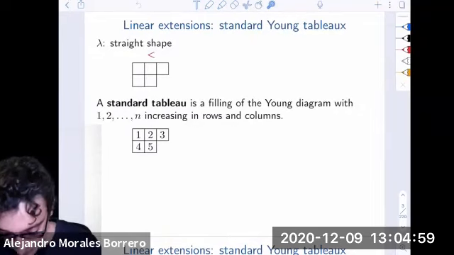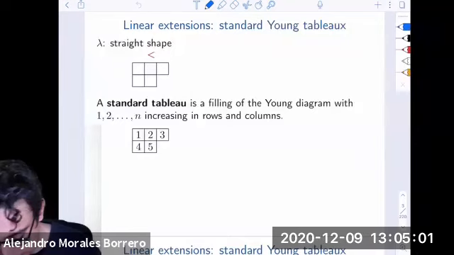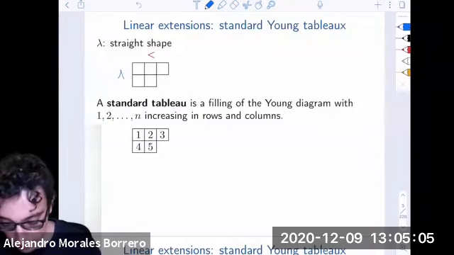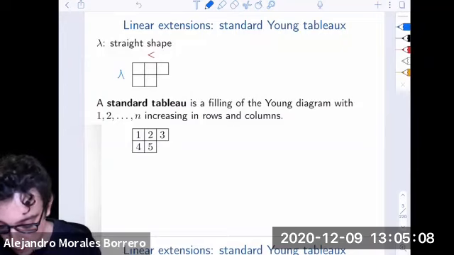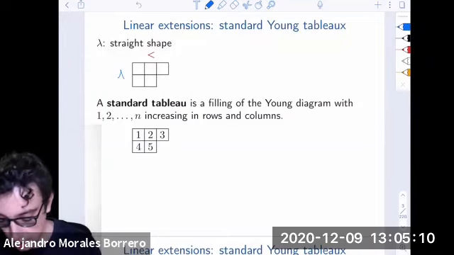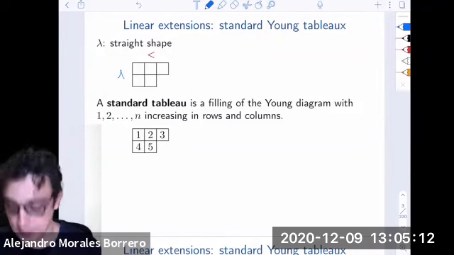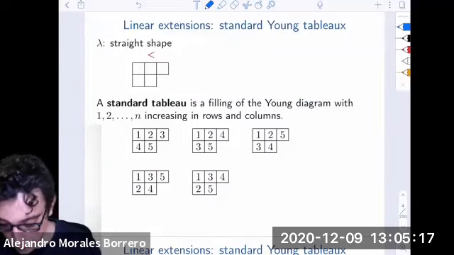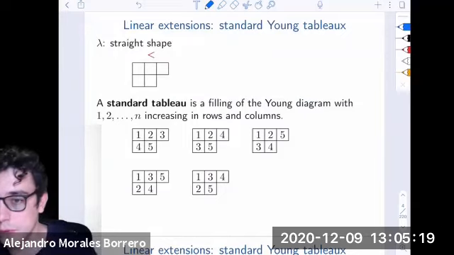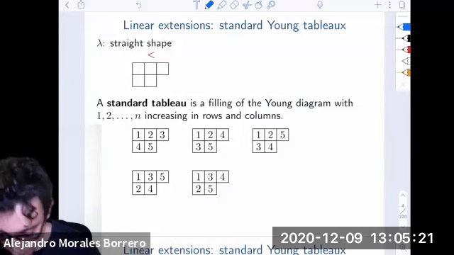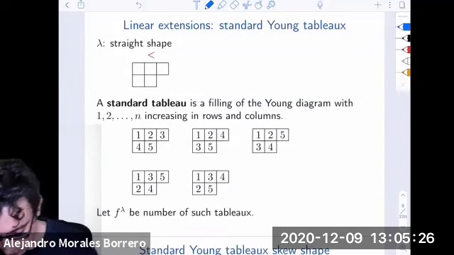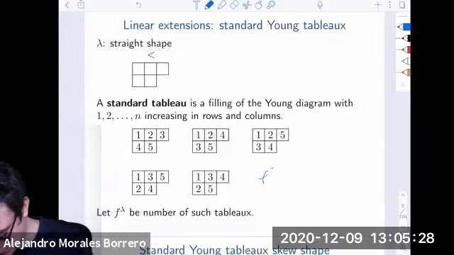A standard tableau, which is basically what we're going to talk about today, is a filling of the Young diagram, if you have n boxes, with the numbers 1 up to n, increasing in rows and columns. This is an example of a standard tableau here. And for this shape 3, 2, there are 4 more. Then we're interested in the number of such tableaux. Here the number would be 5.